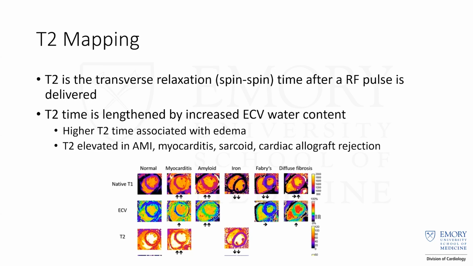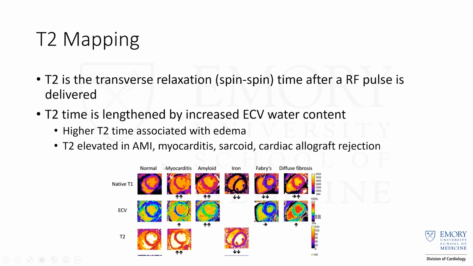The edema can be present in a lot of different things, specifically acute MI, myocarditis, sarcoid, and transplant patients that have rejection would be expected to have abnormal T2 times. We certainly look for it most in myocarditis, as the hallmark for the T2 time to be abnormal.